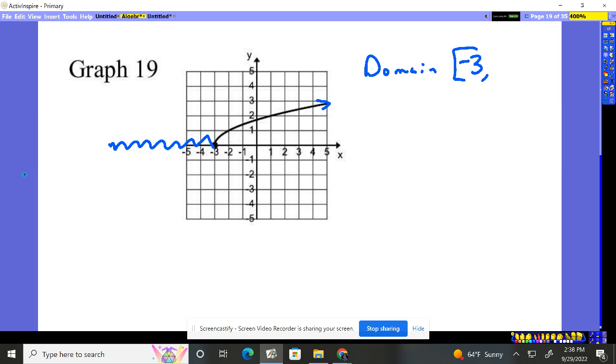So I'll put a bracket. And it goes forever to positive infinity. Infinity will always get a parenthesis because it's an idea, it cannot be included. So there's our domain. Now, let's put it in inequality notation. I can see that this inequality is simply every x bigger than or equal to -3 has a value.